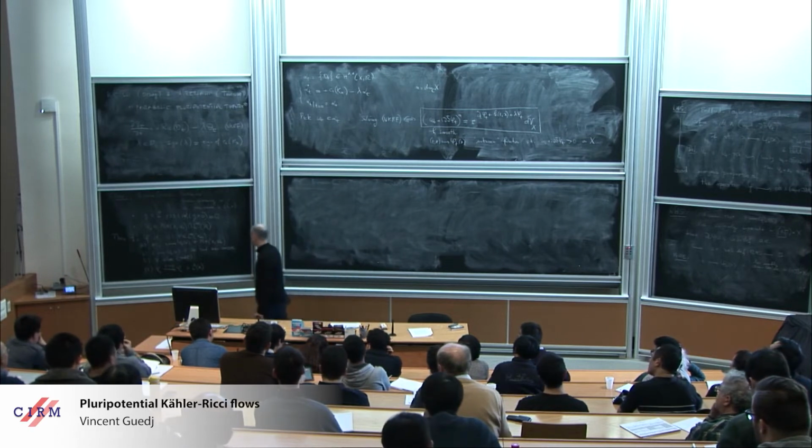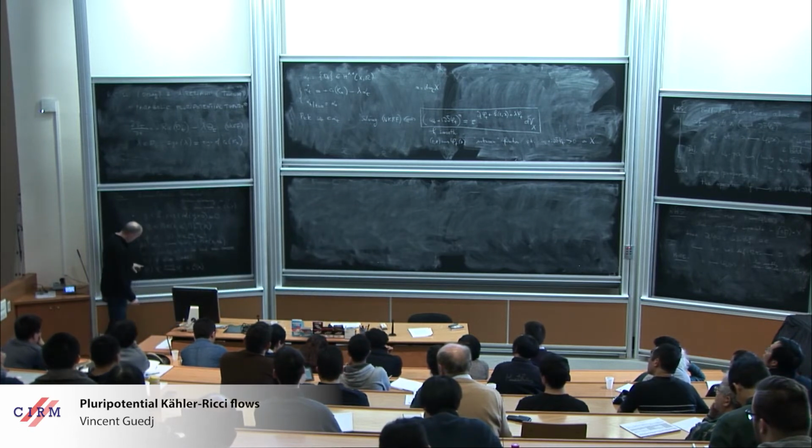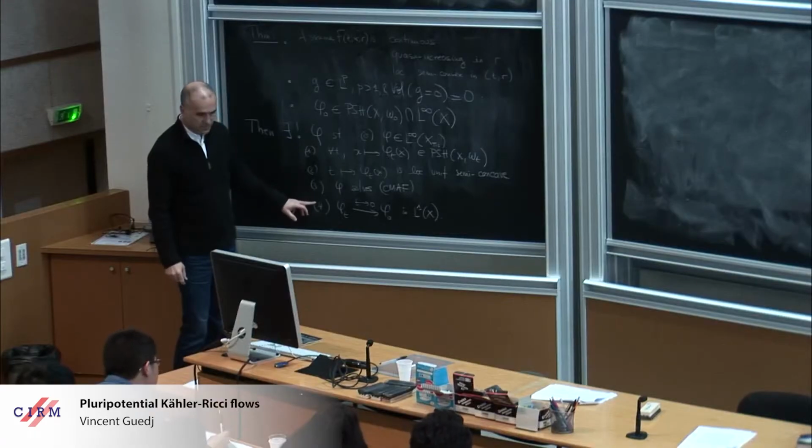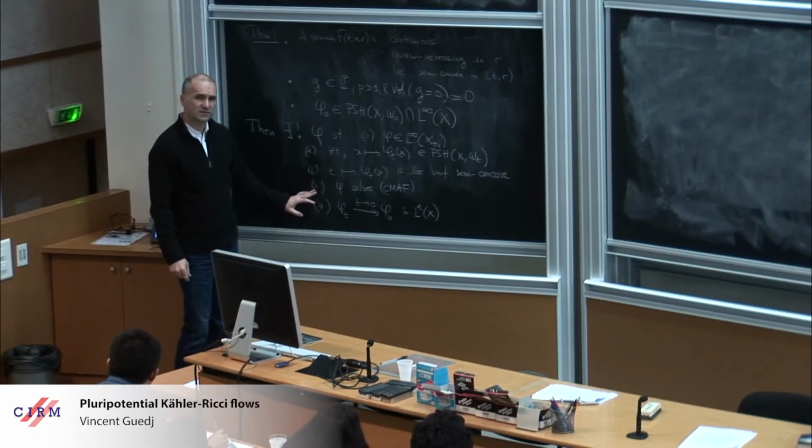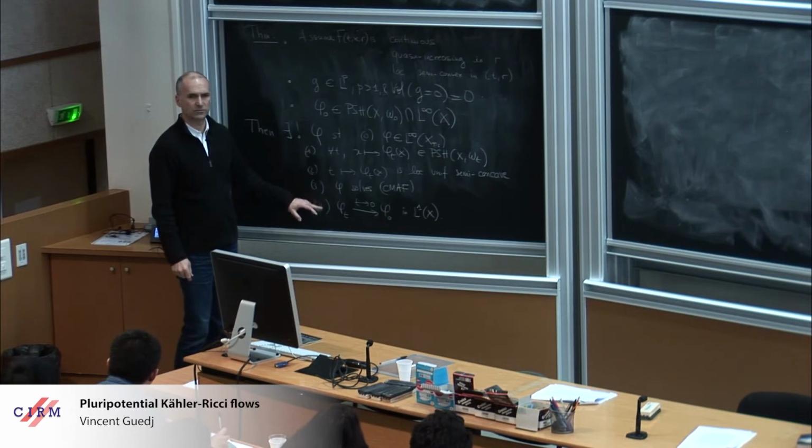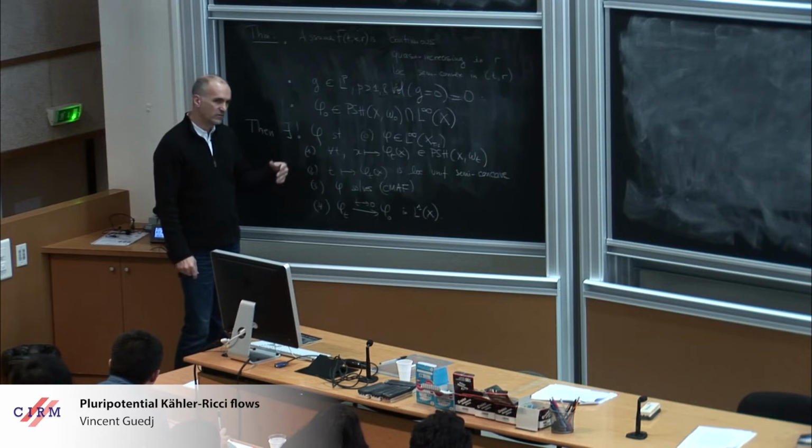Maybe one comment, but maybe more for the experts. The convergence that we've got at time zero is actually quite strong. So I put the weakest one. It is sufficient to get uniqueness of the solution. But as we will see at some point in the proof, the convergence is in a reasonably strong sense.